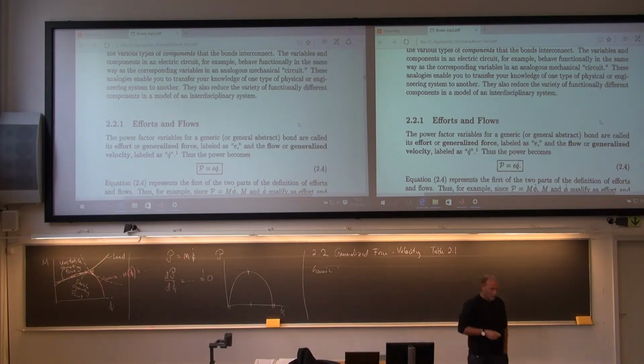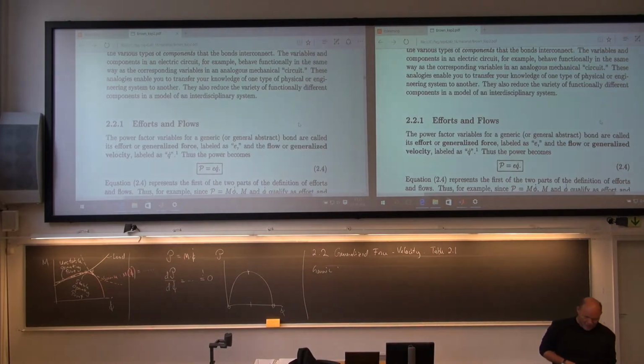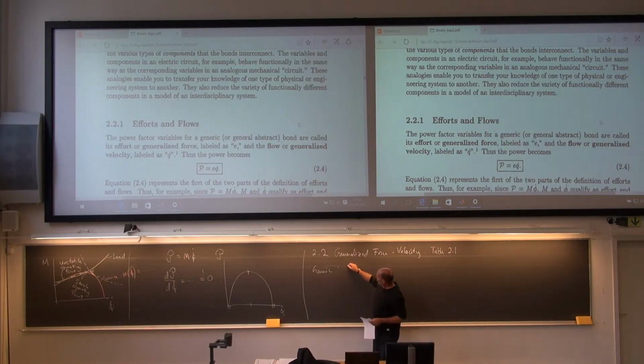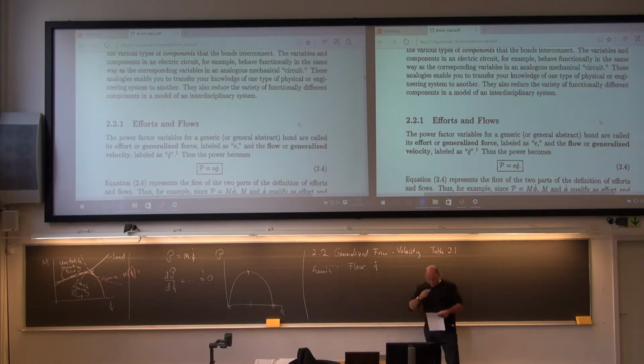We will have the action, the motion, that we call a velocity, but it doesn't have to be a velocity. It's a sort of dynamic motion in our problem. So generic, we are talking about flow, which is denoted Q with a dot above. In some textbooks you will find a small f for this flow variable.